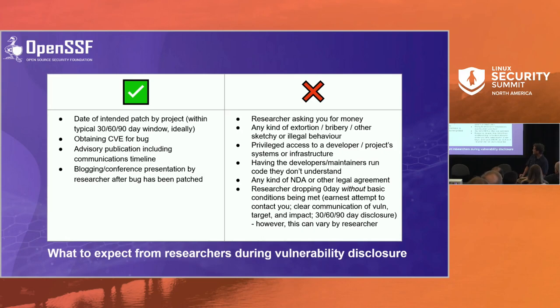And this is where, if we go back to that model, this one's got a little caveat. A researcher dropping a 0 day without basic things being met, like really trying to attempt to contact you. If you're going back and forth about, well, we weren't able to recreate this, and they say, no, I swear it is, and you have that conversation. And if they don't do those things and they drop it anyways, that can be a little odd. However, if they are a researcher who really abides by the full disclosure model and that's how they operate, then that would not be unusual. So that's the one with a little bit of a caveat.